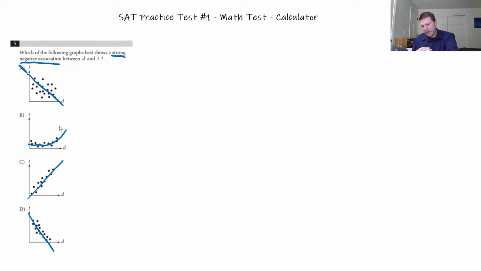This is sort of an exponential line of best fit from what I can tell, so no, and it's definitely not negative, right? Positive slope. This is a strong association, by the way, because the points are clustered really closely together, but it's a positive relationship, so we end up with D because that's negative.